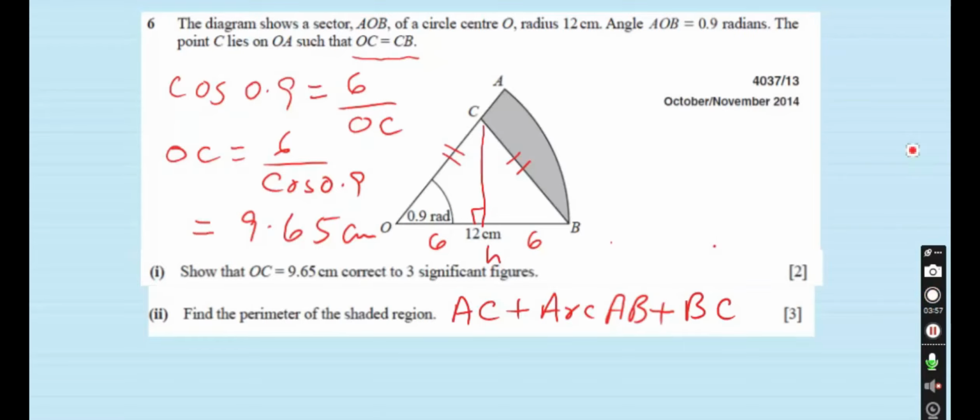How to find AC? You know, the radius is given, 12 centimeter, OB. So in a sector, radii are equal. So OA is 12 centimeter and OC you have found 9.65 centimeter. So you can say AC is equals to total length 12 minus OC, which is 9.65, is equals to 2.34 centimeter.